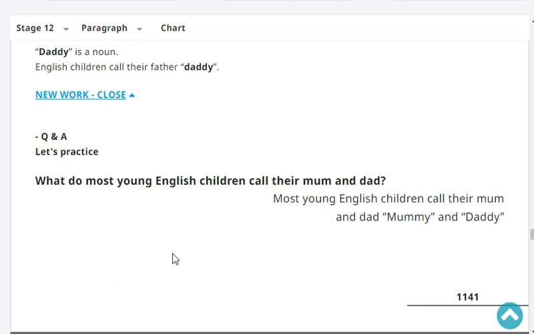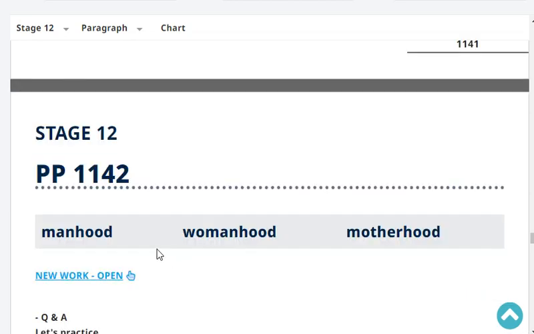What do most young English children call their mom and dad? Most young English children call their mom and dad mommy and daddy. Very good.